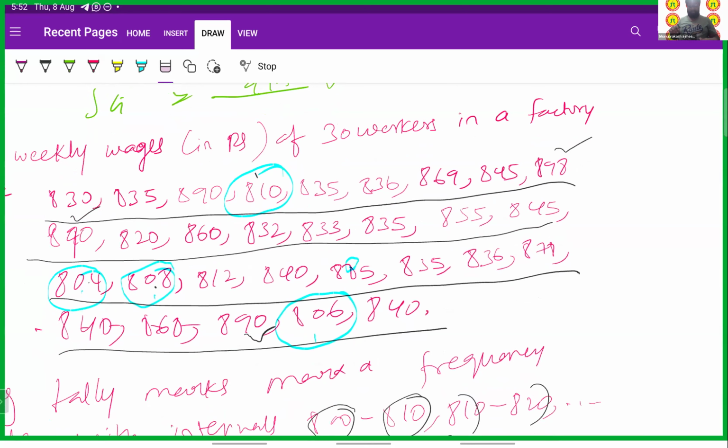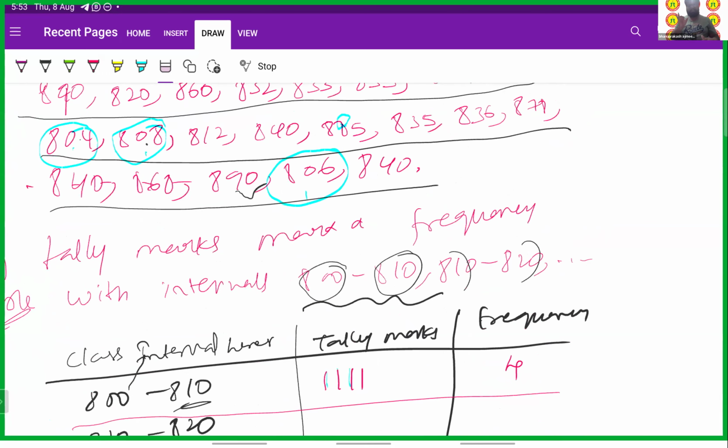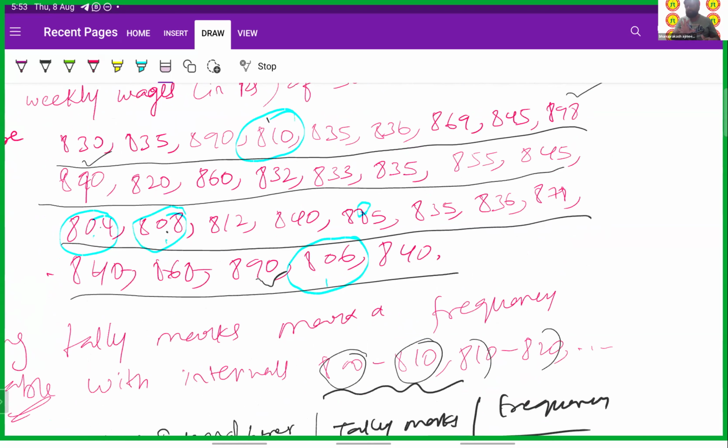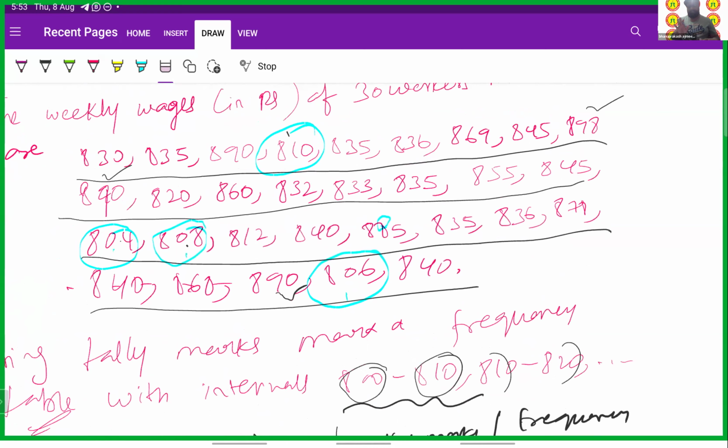So let's go with another problem. I just wanted to give a glance at how tally marks problems will come in the examination. I just explained this to you.